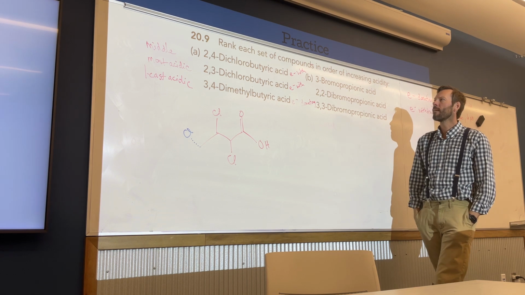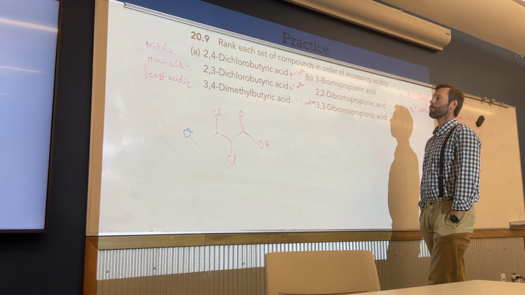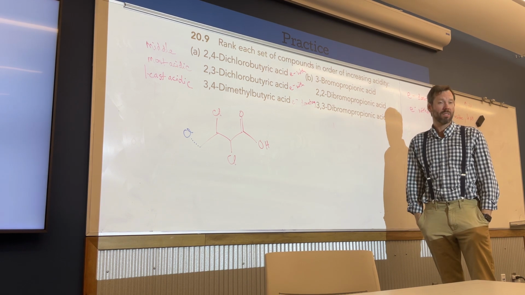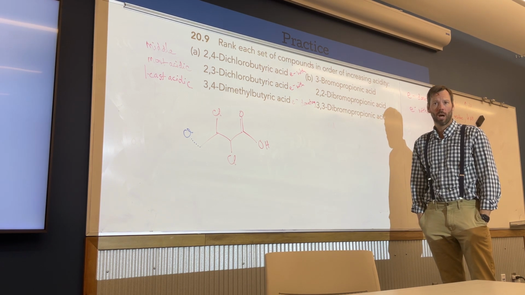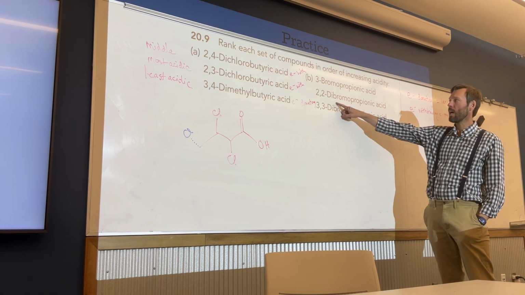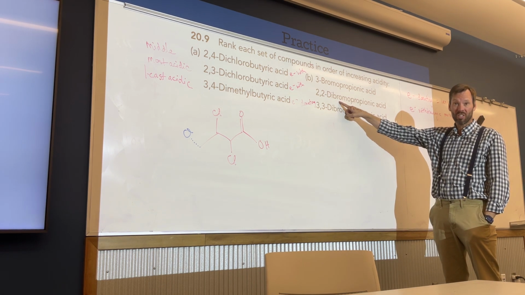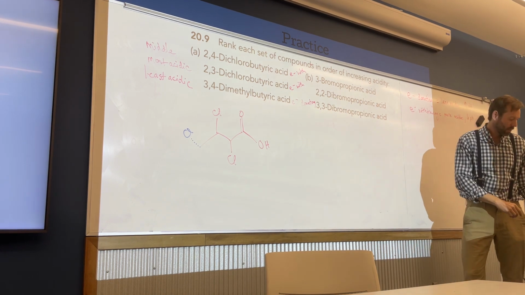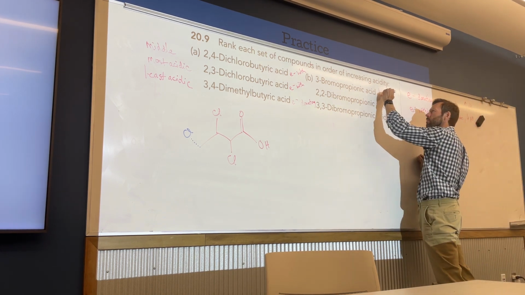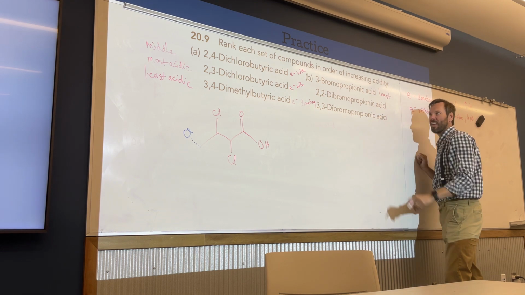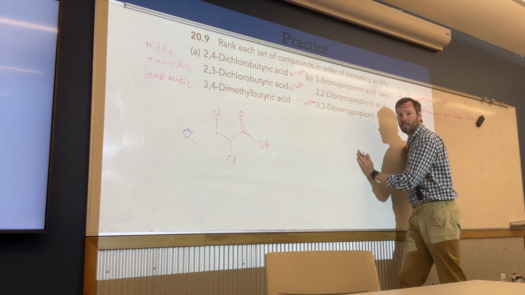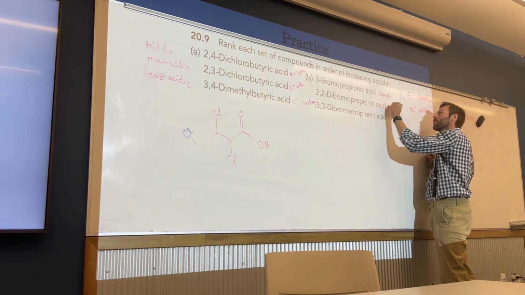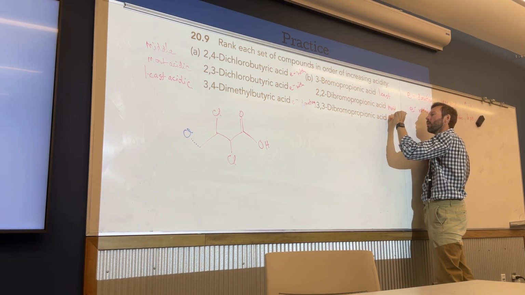What do you think? So they all have electron withdrawing. So it just comes down to number and proximity, right? So dibromos are going to be more acidic than just one bromo. So this is going to be least. And then 2,2 is going to be closer than 3,3, right? So most and middle.